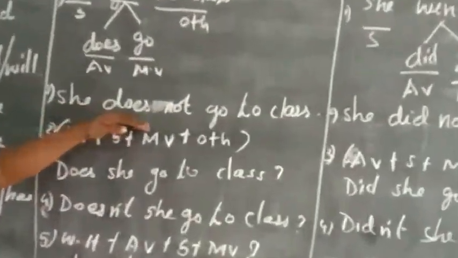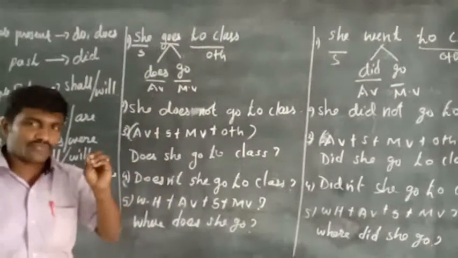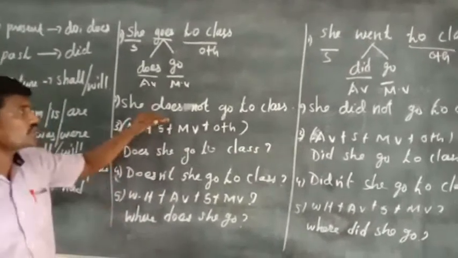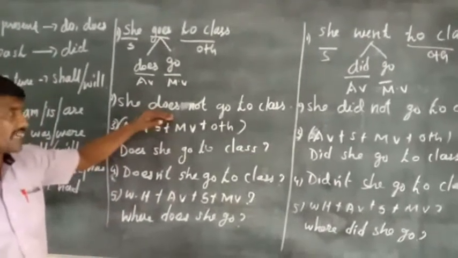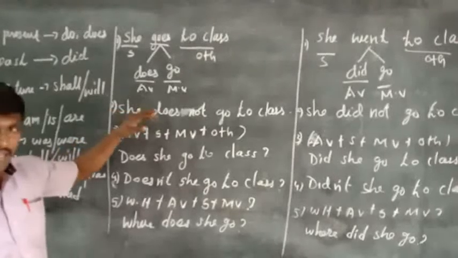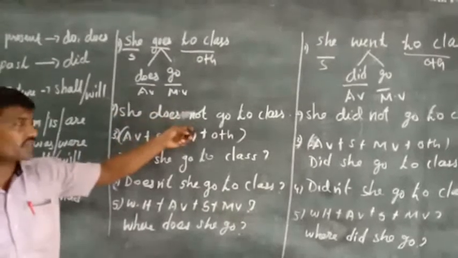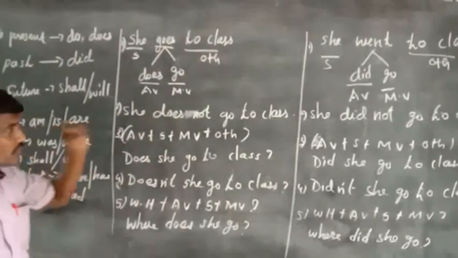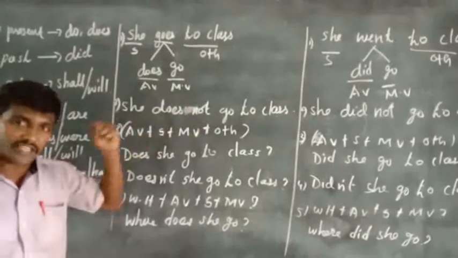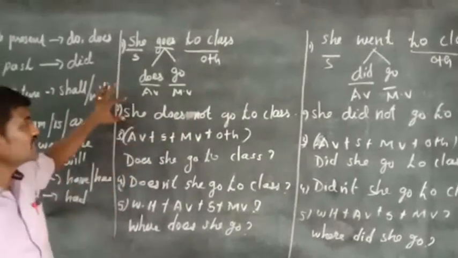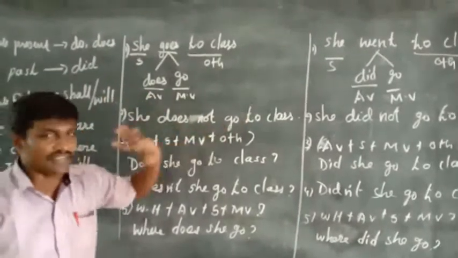She does not. When we use the negative form in a sentence, we should bring the subject first, then the auxiliary verb, then the negative form. Fine. One more time. Before the negative form, we should bring the auxiliary verb. Don't forget: she does not go to class.